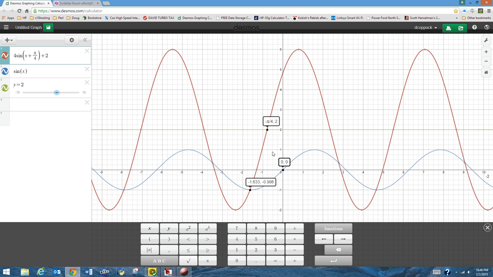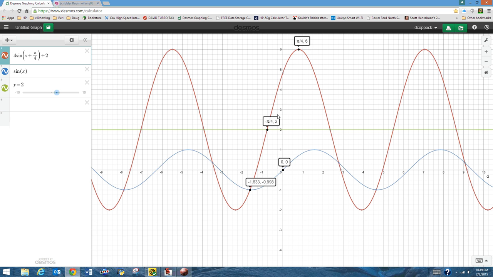So the idea is, again, find the midline. In our case, it's halfway between 6 and negative 2. We just average the 6 and the negative 2, the high y value and the low y value. 6 and negative 2 add to 4. Half of 4 is 2. There's our midline. Kind of cuts the graph in half. The amplitude will take us the same distance above the midline and the same distance below the midline.